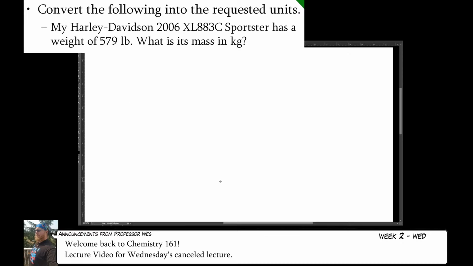All right, so for this problem, I'm given a weight of 579 pounds. And I want to turn from pounds to kilograms. So let's go look up that conversion again. I have that window, it's just hiding. And I know that 1 kilogram is equal to 2.204 pounds.